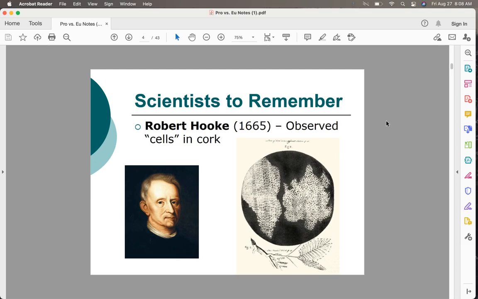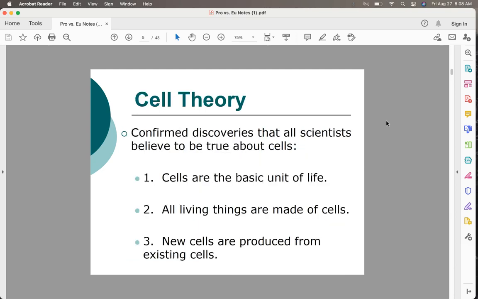because they reminded him of prison cells, how it was very like blocked together, like little rooms all next to each other. That's what he thought they looked like, so he called them cells. Today, we still use that terminology. The cell is the basic unit of life. So he kind of led the way for the discovery of the cell theory.